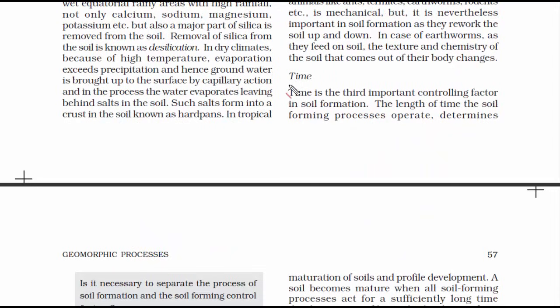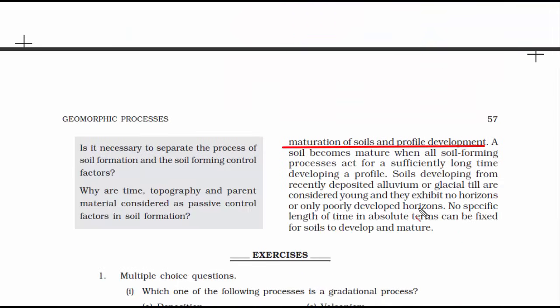And the fifth factor is time. I think we all can agree that time is an important factor in creation of many things that we see around us. Here it says the length of time the soil forming processes operate determines maturation of soils and profile development. A soil becomes mature when all soil forming processes act for a sufficiently long time, developing a profile. Everything that we read in this chapter, from weathering, erosion, denudation, biological activity, fixing and mixing, everything needs time.